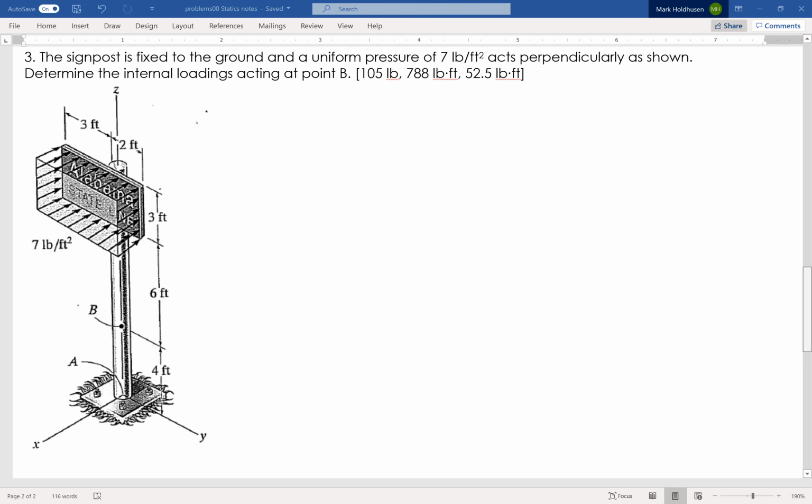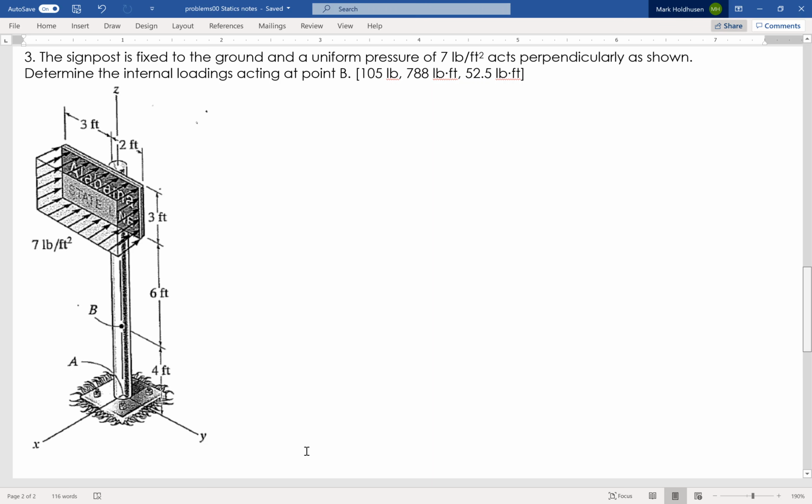Okay, so in this problem, we've got a signpost fixed at the ground. I've got wind basically pushing on with the pressure of 7 pounds per square foot, perpendicular as shown, against that sign. And I want to find those internal loadings at point B on that post as shown.